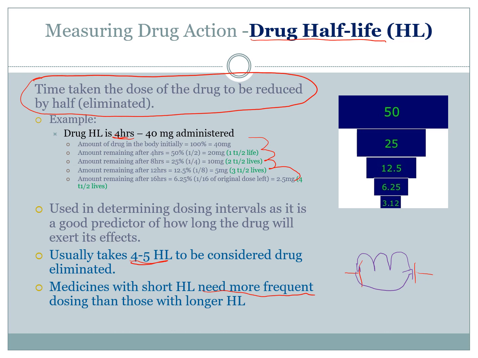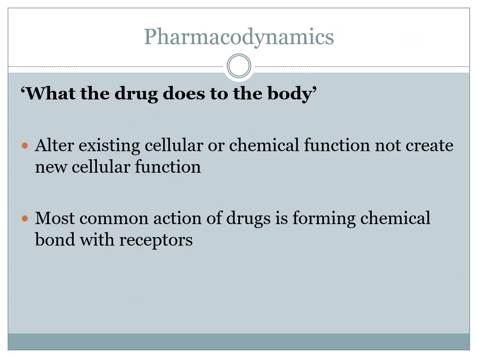If you give more, then you're going to move out of the therapeutic index, or more likely to move out of the therapeutic index, which means you're not going to increase the benefits of the drug, but you're just going to increase the probability of side effects. That's what it means. Okay, that is pharmacokinetics done. So we'll move on to pharmacodynamics.